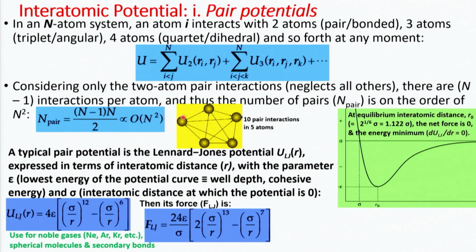If you have, let's say, five atoms, the number of pair interactions, all these arrows, gives you essentially 10. Though it's a small number, for 5 atoms it is 10, but if you go larger, it will ultimately come down to the order of n squared.